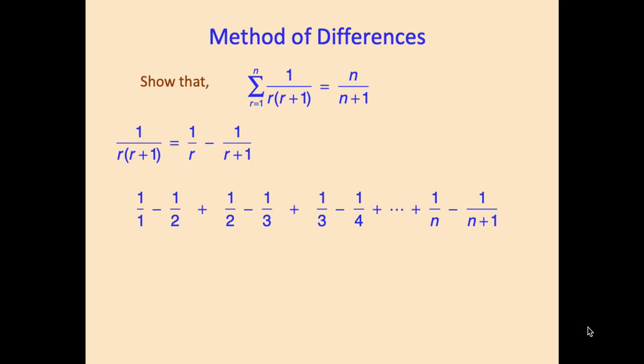And we're just left with the first term and the last term, namely 1 minus 1 over n plus 1. And these can be added together to form one fraction, which simplifies to n over n plus 1. So this is the method of differences.